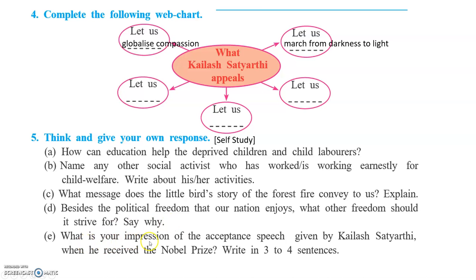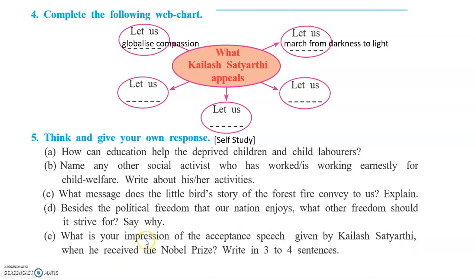Then, what is your impression of the acceptance speech given by Kailash Satyarthi when he received the Nobel Prize? Now, you know the speech. The entire chapter is on the speech of Kailash Satyarthi.